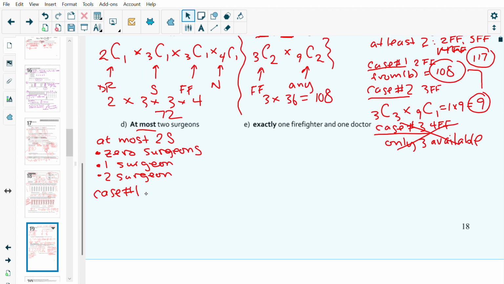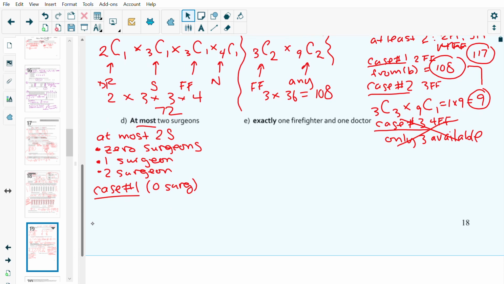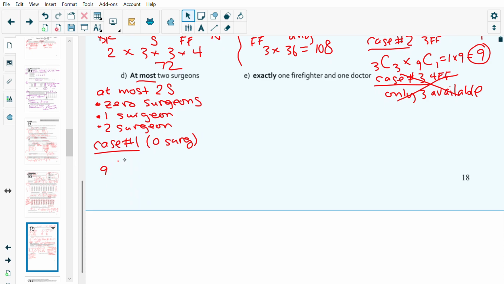Okay, let's do case 1. 0 surgeons. If it's 0 surgeons, we don't want any surgeons. Take out the surgeons. That's 12 minus 3, so I have a pool of 9 to select from. 9 things taken 4 at a time. A combination of 9 things taken 4 at a time, just on my calculator, I have 126. Okay, so let's set that aside, case 1.